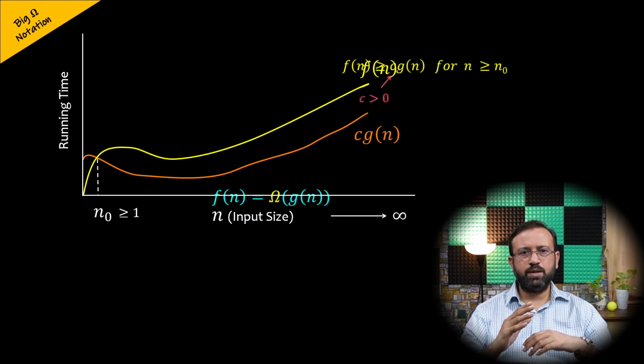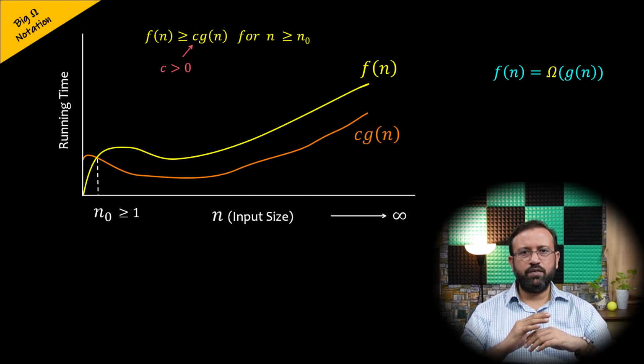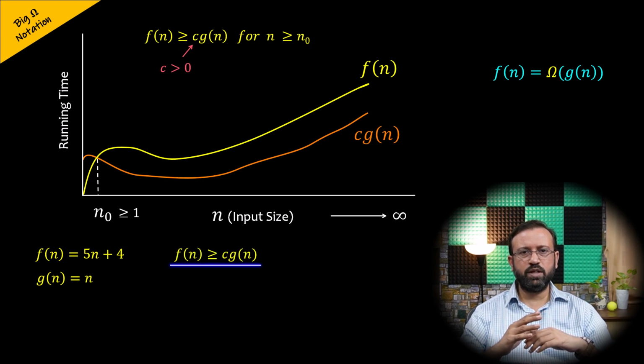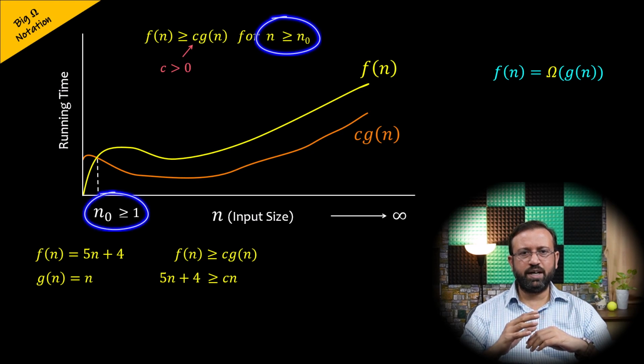Now let us take an example to prove this notation. Let us consider that we have a function f of n as 5n plus 4 and another function g of n as n. Then, by the big omega definition, we need to find a constant c greater than 0 and an integer n0 such that f of n is greater than or equal to c times g of n. That is, in this case, 5n plus 4 greater than or equal to c multiplied by n for every integer n greater than or equal to n0. Now, since n is greater than or equal to n0 and n0 must be greater than or equal to 1, therefore, n must be greater than or equal to 1.